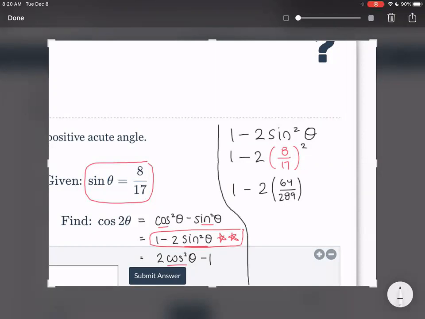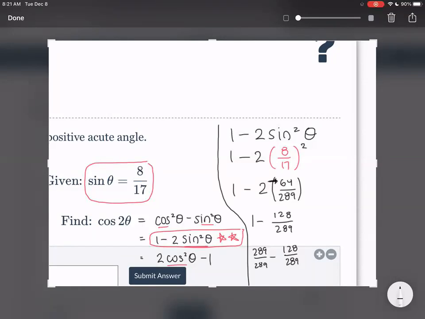Let me draw that down here so I don't get things mixed up. 1 minus, now we can multiply to the 2. When you multiply it, only multiply it to the top part, okay? So 2 times 64, 128 over 289. And then finally, let's change that 1 to a fraction with the same denominator. So instead of a 1, it's 289 over 289 minus the 128 over 289.